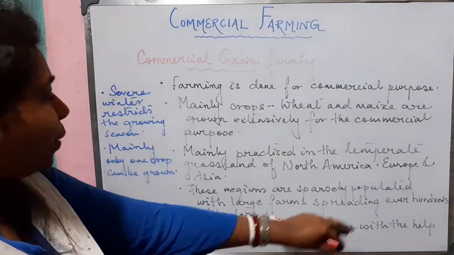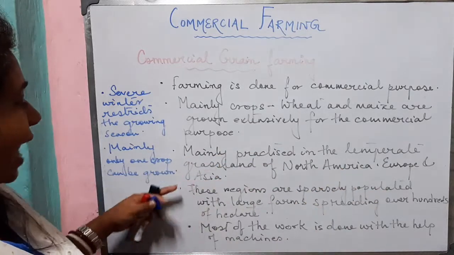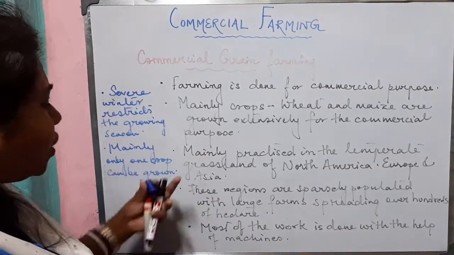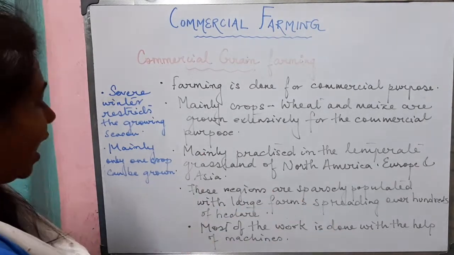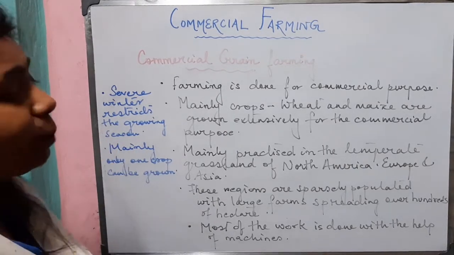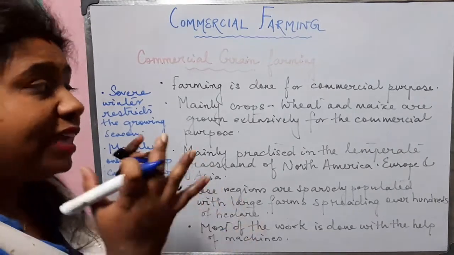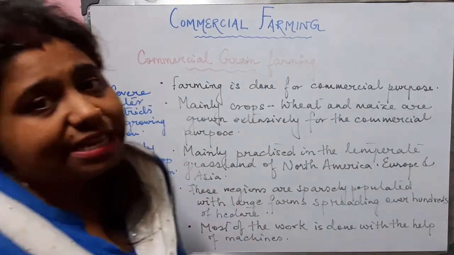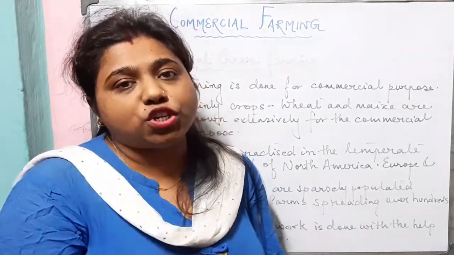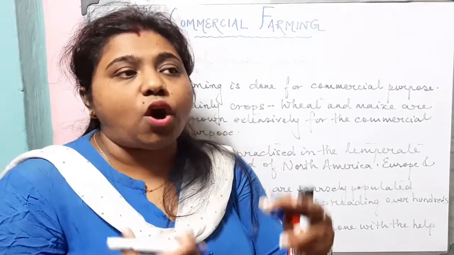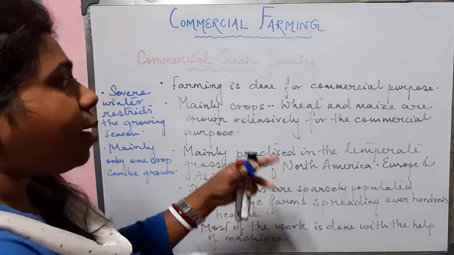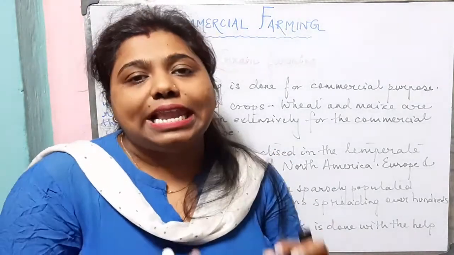Mainly practiced in the temperate grasslands of North America, Europe, and Asia, which are sparsely populated with large farms spreading over hundreds of hectares. Most of the work is done with the help of machines. Severe winter restricts the growing season. Mainly one crop can be grown in this type of farming, and this type of farming is also capital intensive. As we're talking about commercial farming, all the farming included in commercial farming are labor intensive and capital intensive, same as commercial grain farming.